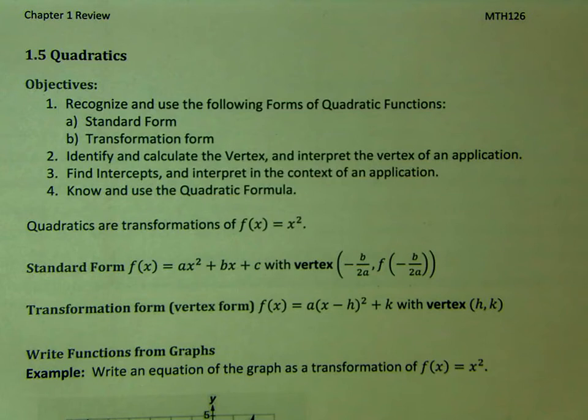Transformation form, also called vertex form, is f of x equals a times the quantity x minus h squared plus k with vertex h, k. Make sure you pay attention to the negative sign here. So your h is the opposite sign of what you see in the transformation form of a quadratic function. Let's take a look at writing functions from graphs.